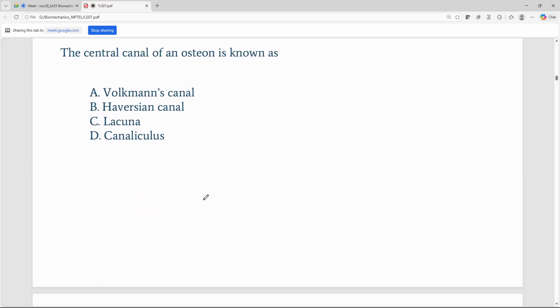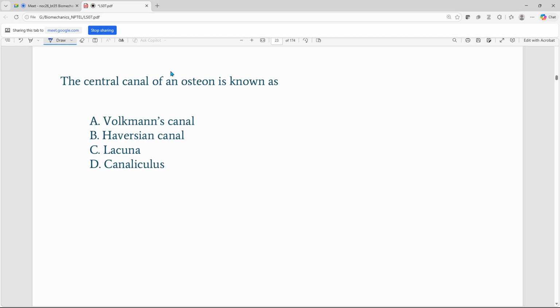Next question. The central canal of an osteon is known as what? Options are option A, Volkmann's canal, option B, Haversian canal, option C, lacunae, option D, canaliculus. So if you can recollect what's the other name for an osteon, you can easily answer the question.